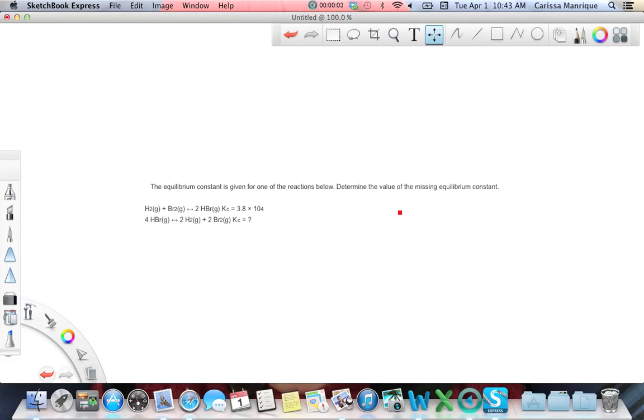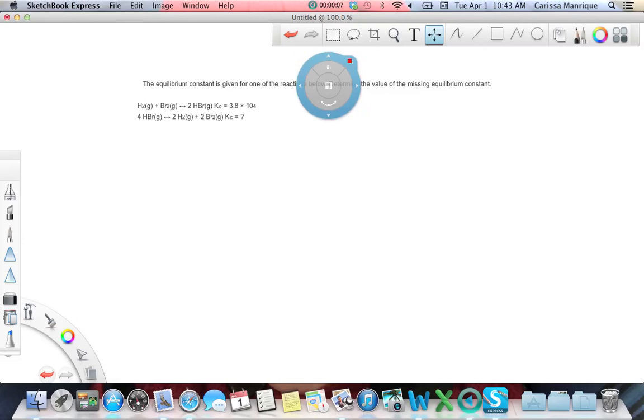Okay, so I'm now just copying and pasting this problem, and this is the last one you had a little bit of trouble with.